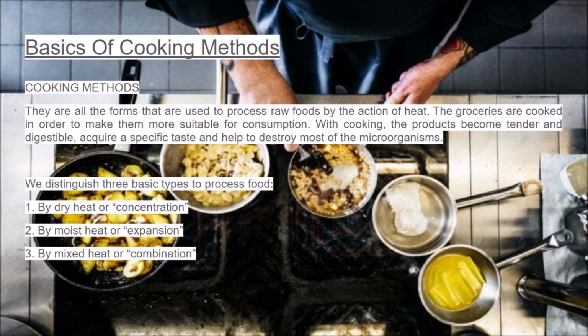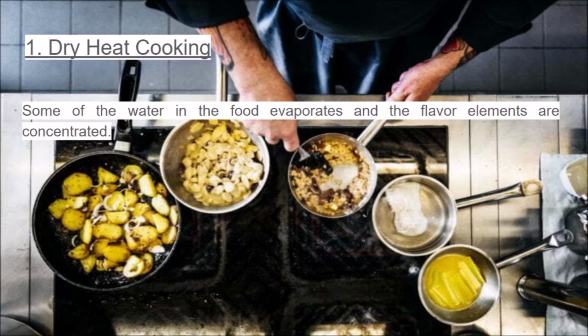We distinguish three basic types to process food. One, by dry heat or concentration; two, by moist heat or expansion; and three, by mixed heat or combination of the previous two. Dry method, or by concentration. This means that some of the water in the food evaporates and the flavor elements are concentrated.